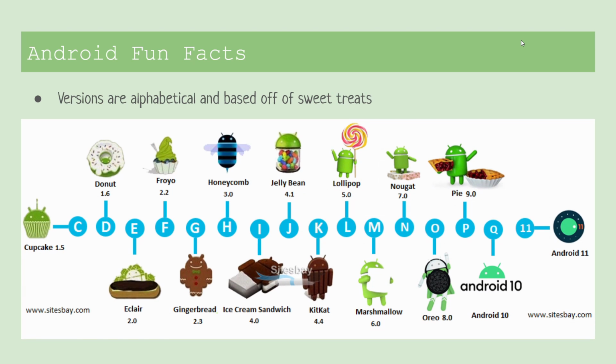Here are some Android fun facts. Each version of Android has been updated with names of sweet treats in alphabetical order. Here, as you can see, Android 1.5 is called Cupcake, and Android 8.0 is Oreo.